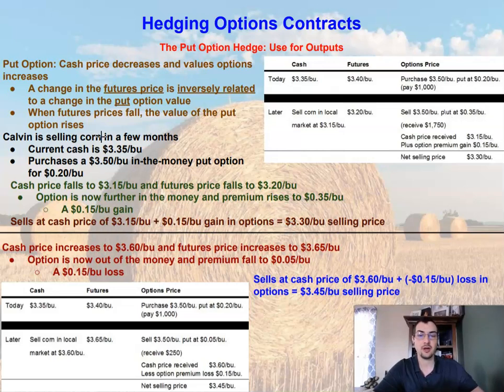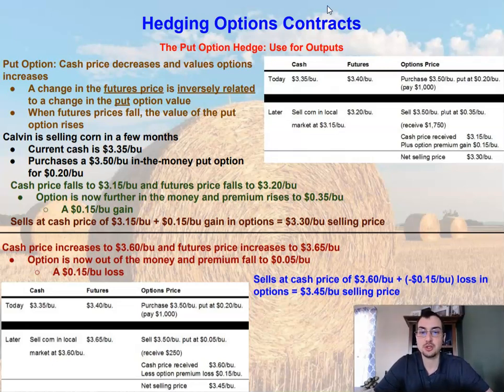Now, the current cash price, we could have sold it a few months ago for $3.35, or maybe it wasn't produced yet. We couldn't have sold it at that price. We tried to lock in this price, but we only got to this price. We didn't quite lock in our price at $3.35, but this $3.30 is a heck of a lot better than selling it at $3.15.